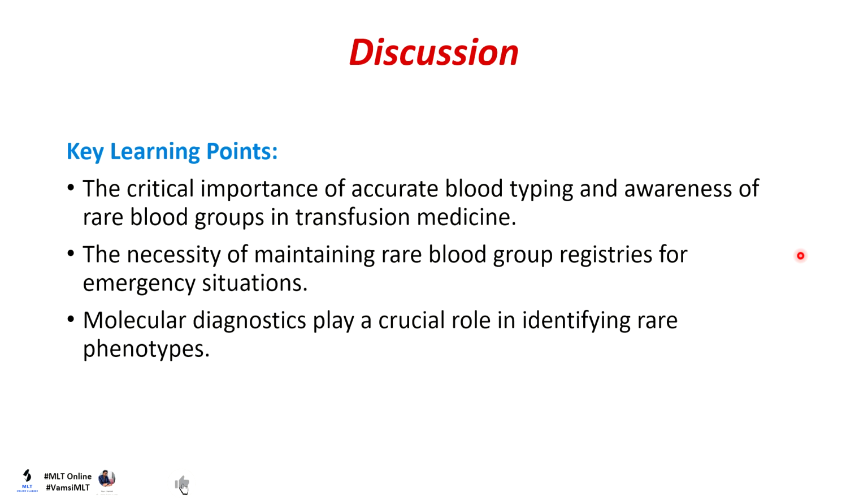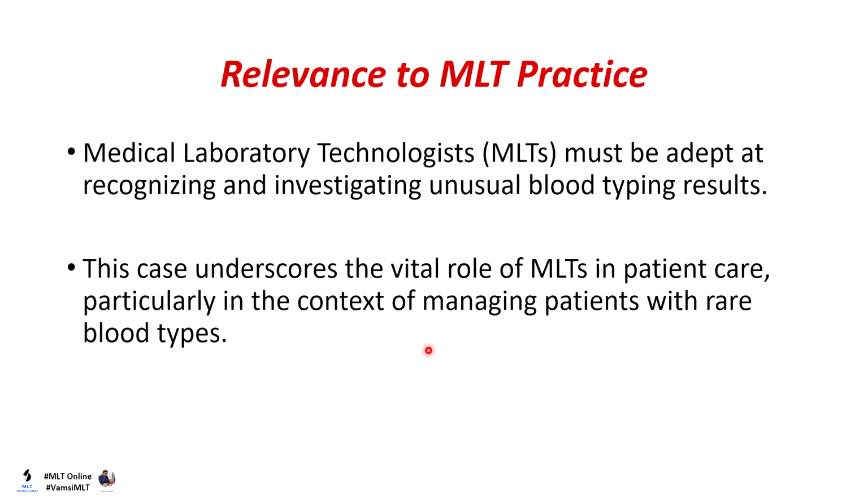Discussion, key learning points: the critical importance of accurate blood typing and awareness of rare blood groups in transfusion medicine is paramount. Also the necessity of maintaining rare blood group registries for emergency situations, and molecular diagnosis plays a crucial role in identifying rare phenotypes. Relevance to medical lab technology practice: medical lab technologists must be adept at recognizing and investigating unusual blood typing results. This case underscores the vital role of medical lab technicians in patient care, particularly in managing patients with rare blood types.